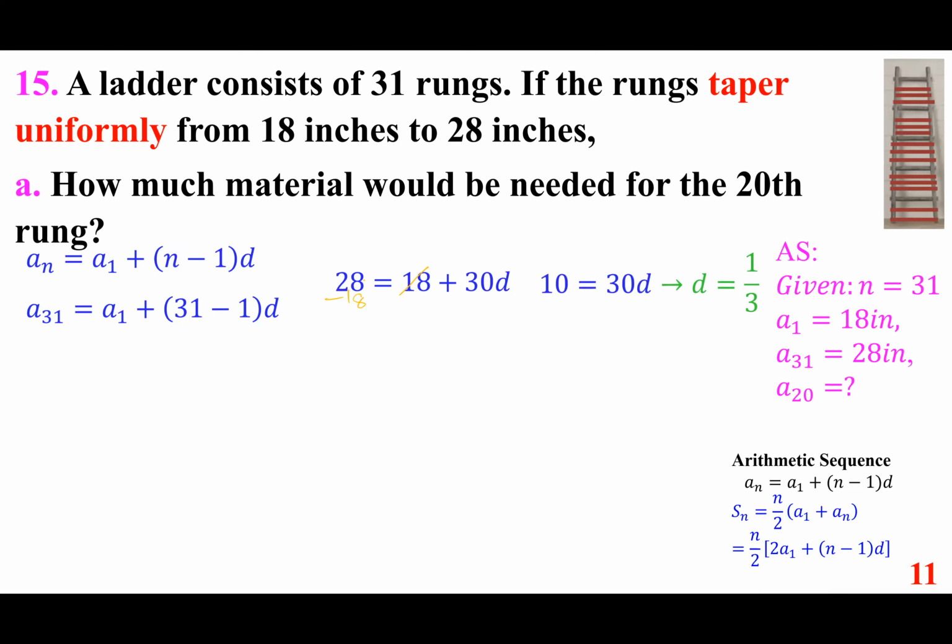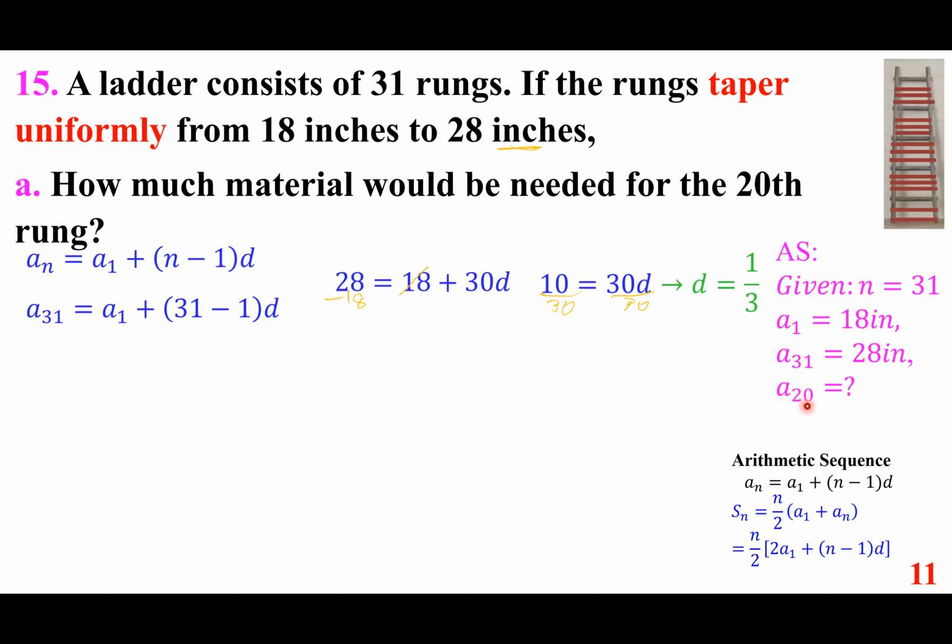And when you divide by the coefficient of d, namely 30, you get 1/3. And of course, it's 1/3 of an inch. That means we are adding a constant distance or difference of 1/3 of an inch. Same units, 1/3 of an inch. So we are looking for a sub 20.